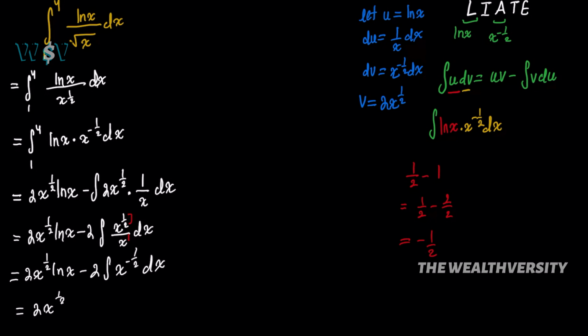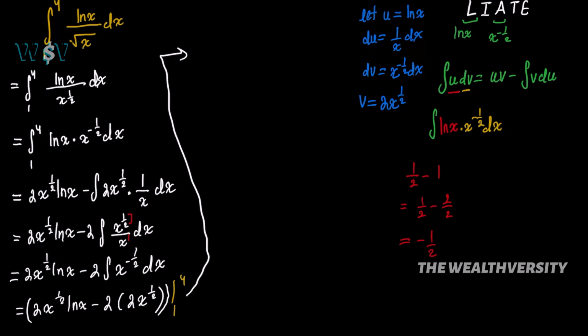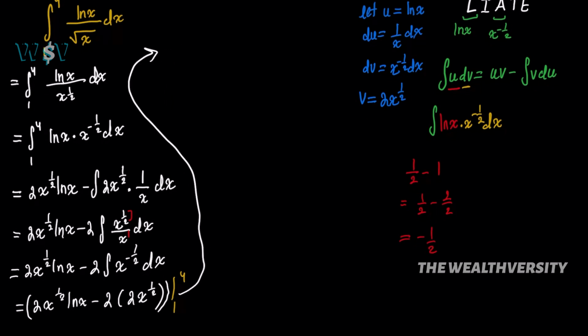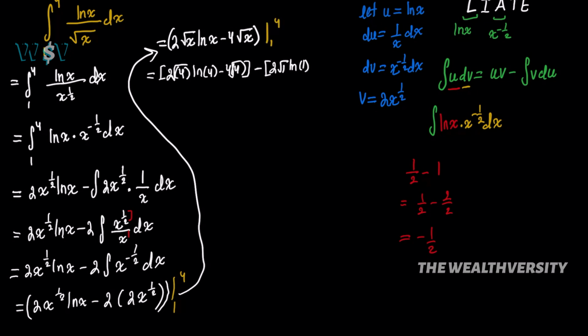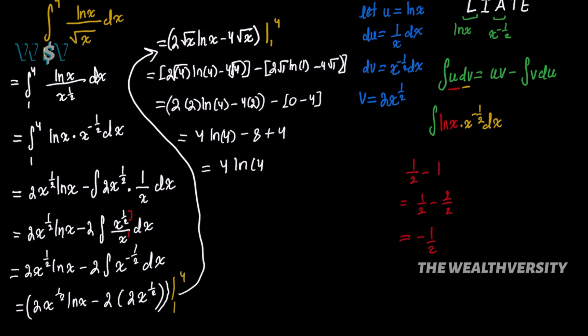Now that the integral is easy to integrate, we integrate it, and we get 2x to the power of half times ln x minus 2 times 2x to the power of half, and we have to evaluate this from 1 to 4. Now we simplify, and we make x to the power of half into the square root of x. Then we evaluate the integral from 1 to 4 by subbing 4 and 1 into the antiderivative and subtracting them. Our final answer will be 4 times ln 4 minus 4.